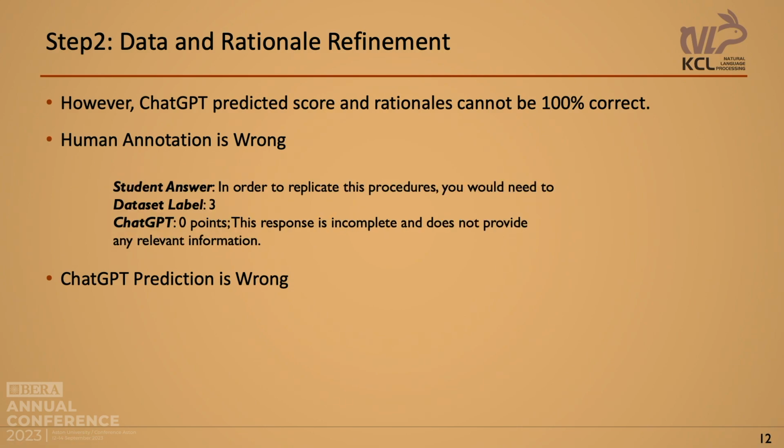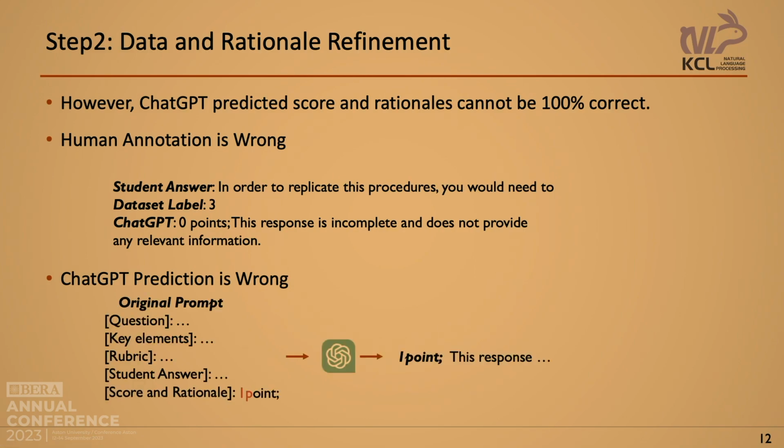And here is a real example. The student answer is obviously incomplete and been annotated as 3 points in the dataset. The ChatGPT is able to notice this mistake and confidently predict 0 points.